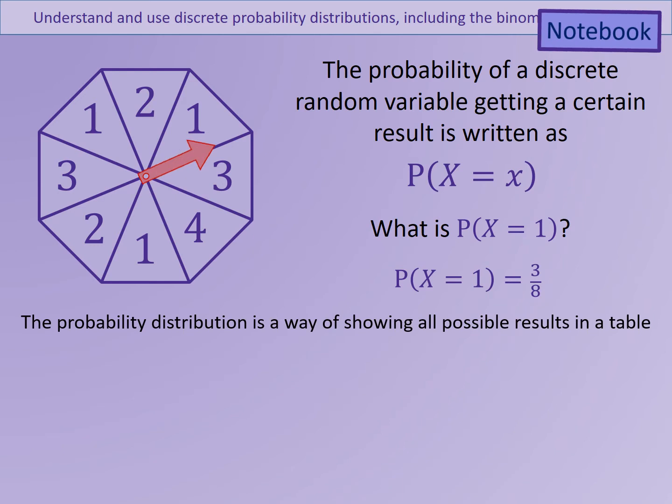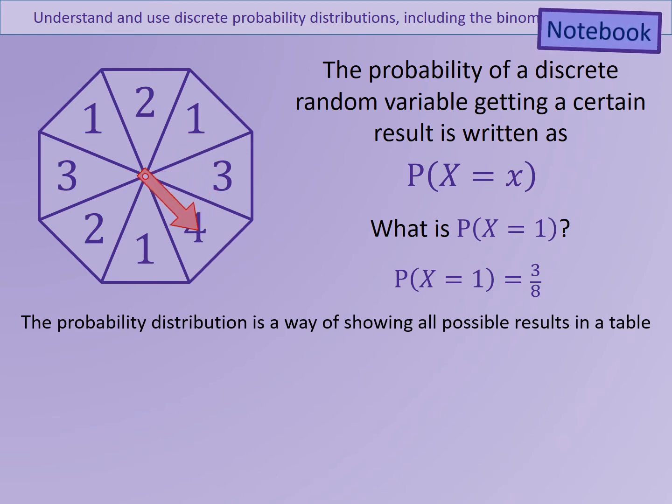In this lesson, we'll be looking at discrete probability distributions. So this example is for your notebook, and there's a little bit of notation that you need to understand first of all. On the right hand side, the probability of a discrete random variable getting a certain result is written as, and use this correct notation, a capital P in brackets, a capital X is equal to x. And that small x is just the outcome of whatever the event capital X is.